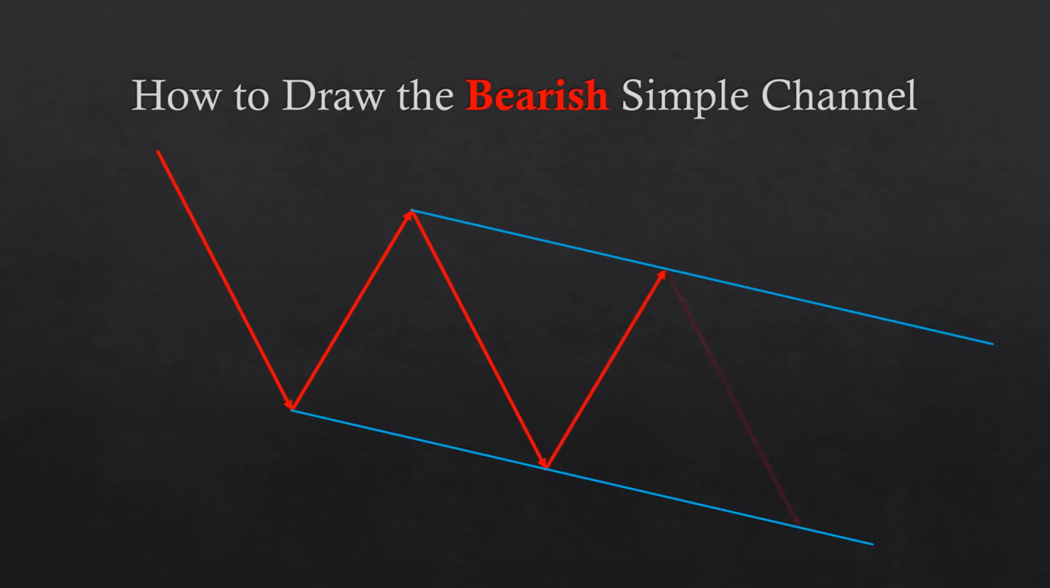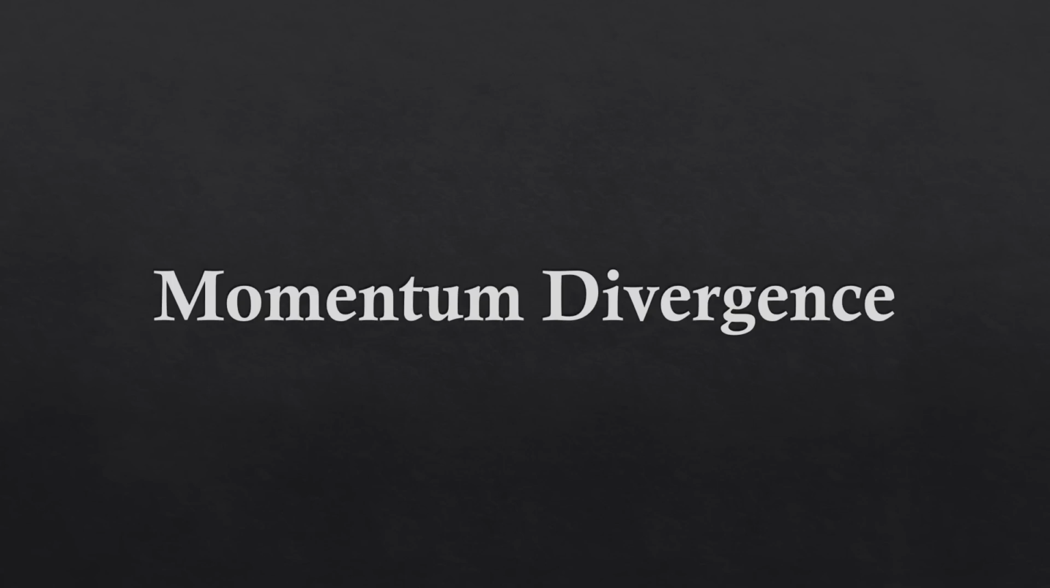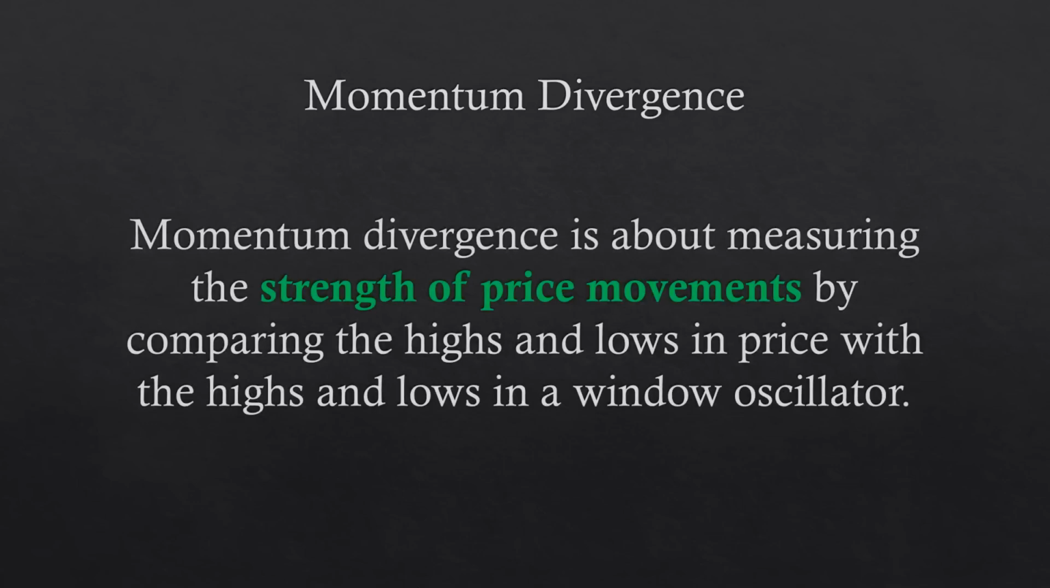Let's now learn about the other element of the strategy, which is the momentum divergence technique. Divergence is about measuring the strength of price movements by comparing the highs and lows in price with the highs and lows in a window oscillator like an RSI, for example, even though you can find divergence signals in many other technical indicators as well. In this video, we'll focus on the RSI.